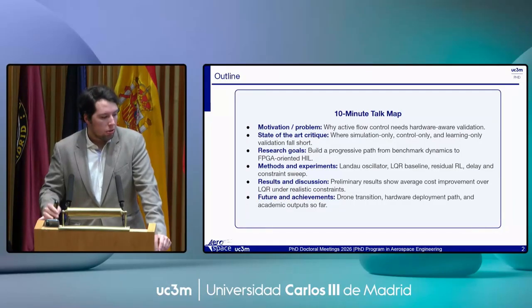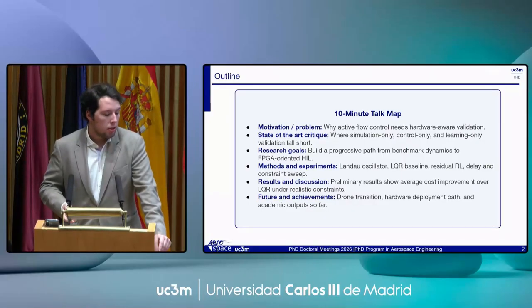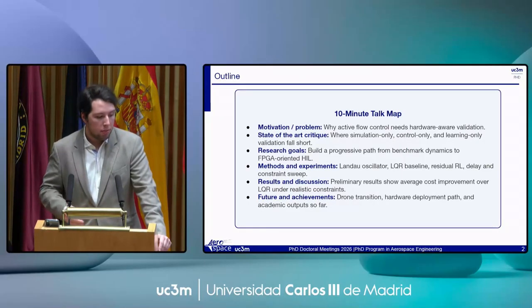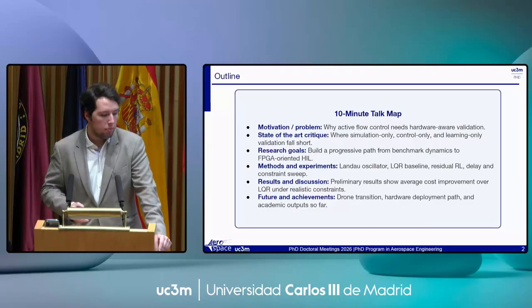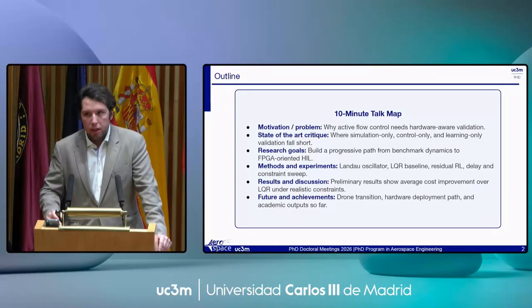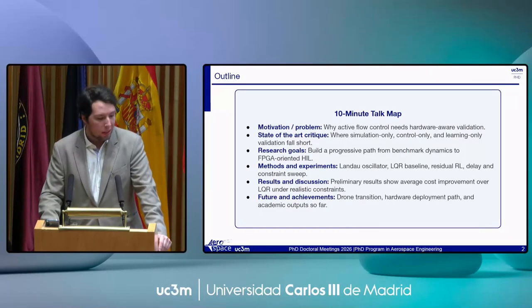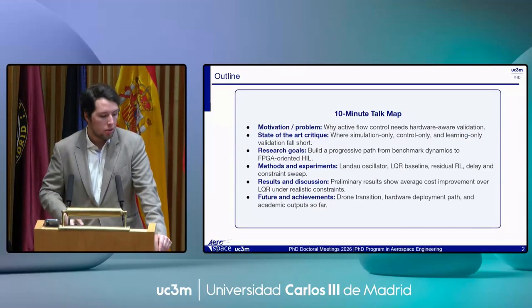Then talk a little bit about the research goals, so build a progressive path from benchmark dynamics to FPGA-oriented hardware in the loop. Then the methods and experiments: Landau oscillator, LQR baseline, residual RL, and delay and constraint sweep. Then we'll talk about results and discussions, some preliminary results that I could get in my part-time PhD, and a little bit of the future achievements about the drone transition, hardware deployment path, and academic output so far.